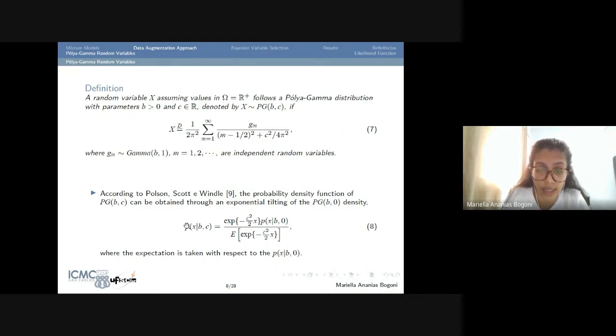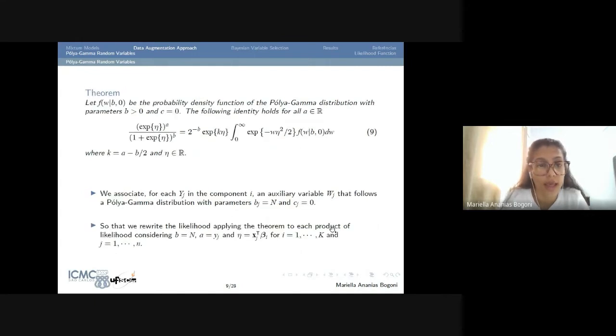That is equation 8. So this density in equation 8 will be important for us later, in some slides later. Okay, so this is how we define a Pólya-Gamma distribution. And the data augmentation strategy is only possible due to this theorem.